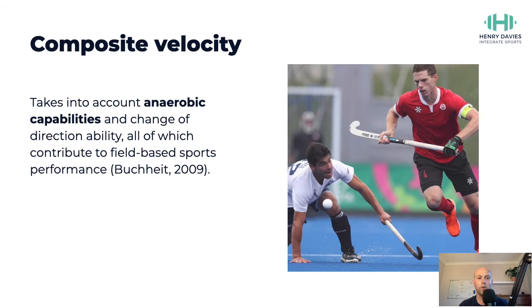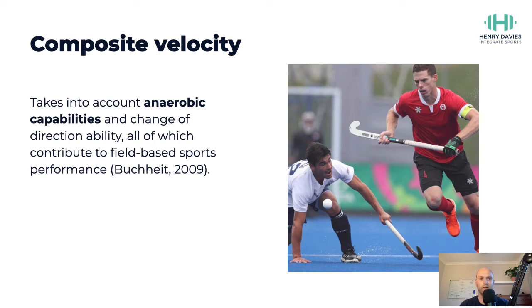So what it is, is a composite velocity. This is what we would refer to as a composite velocity, because it takes into account anaerobic capabilities and change of direction ability, all of which contribute to field-based sports performance. Whereas if you think about a MAS test, which might be something like a continual 16 pitch lengths run or 1500 meter run or 5-minute run, as long as it's within that 5 to 7 minute window, you're not really assessing anaerobic ability at all, apart from perhaps a sprint towards the end. But because of the duration of the test, there's no way that you can perform that anaerobically.